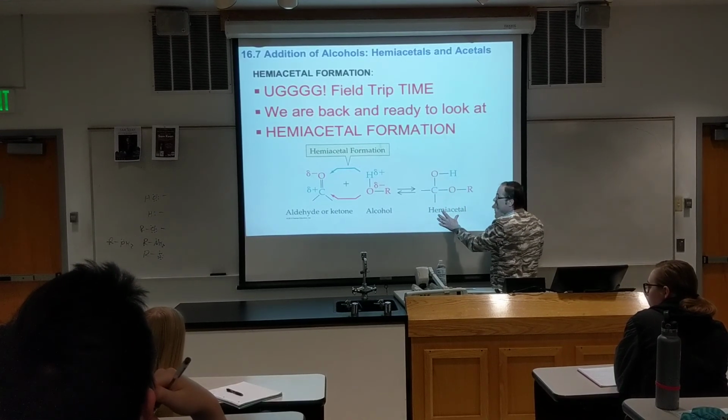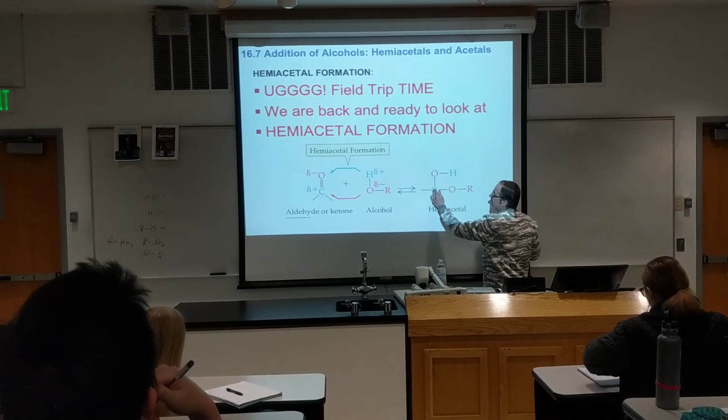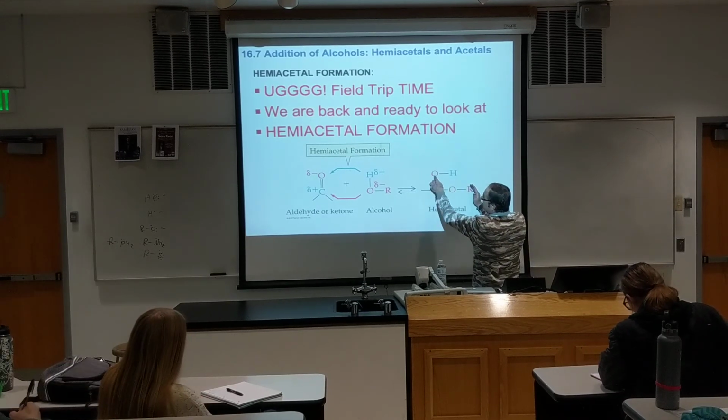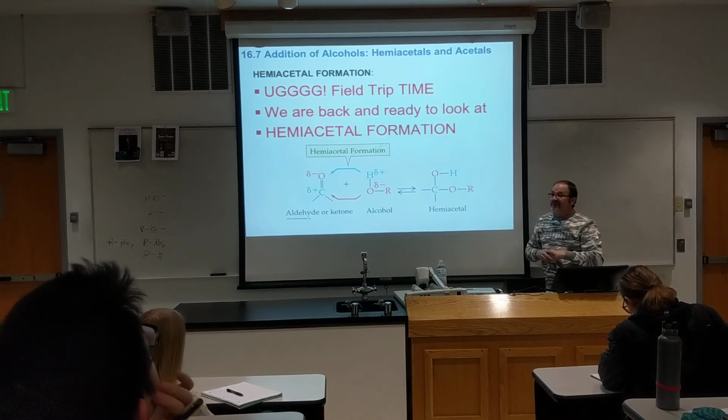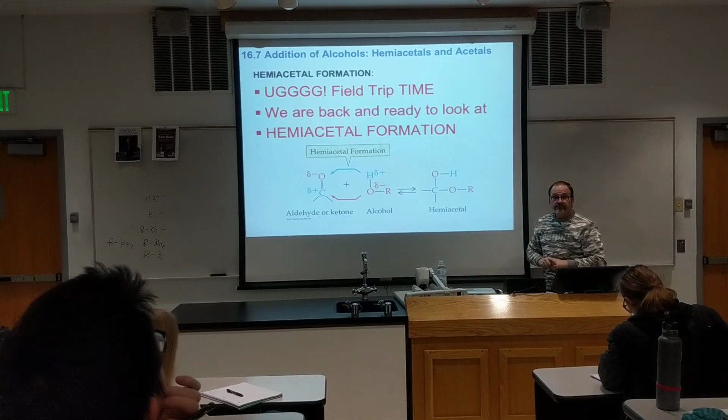So a hemiacetal is like, you know, a half acetal. If I take this other one and put another R group on it, it will be a full-blown acetal. Okay? There you have it.